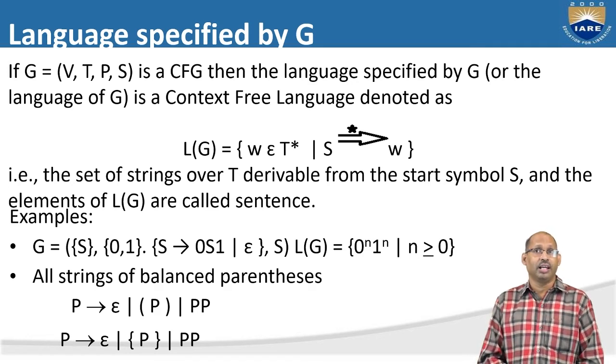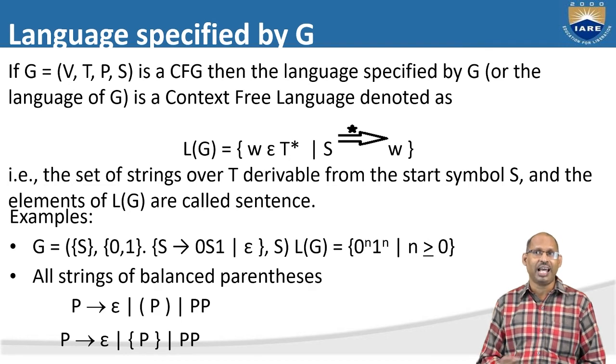If G is (V, T, P, S), a context free grammar, then the language specified by G, or the language of G, is a context free language denoted by L of G. G is a grammar, which we represented as V, T, P, S. The language that is accepted by this grammar we call a context free language, and we represent it as L of G.